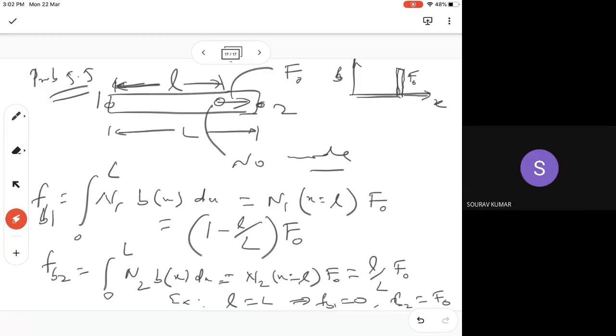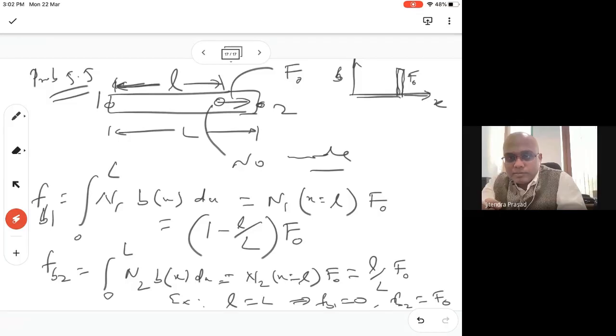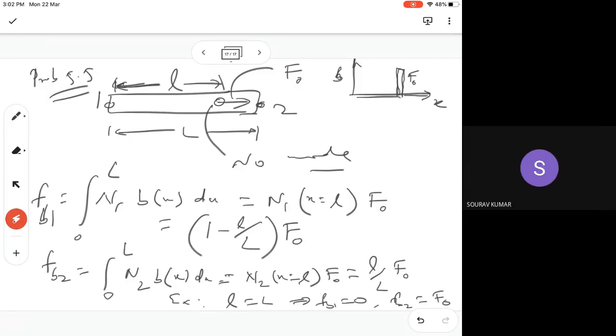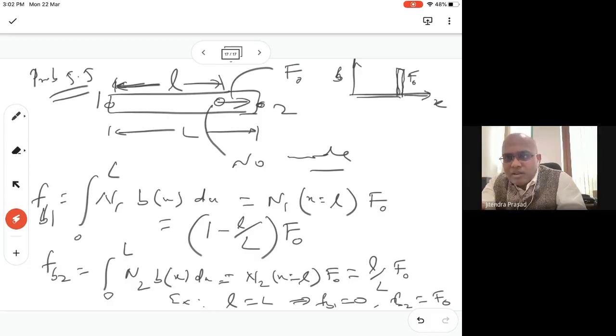Got it? Yes, sir. Got it, sir. Sir, one last doubt. Yeah, okay, go ahead. In a heat transfer problem, the sum of heat flux due to that source S should be equal to that due to the boundary fluxes. Why should it be like that?